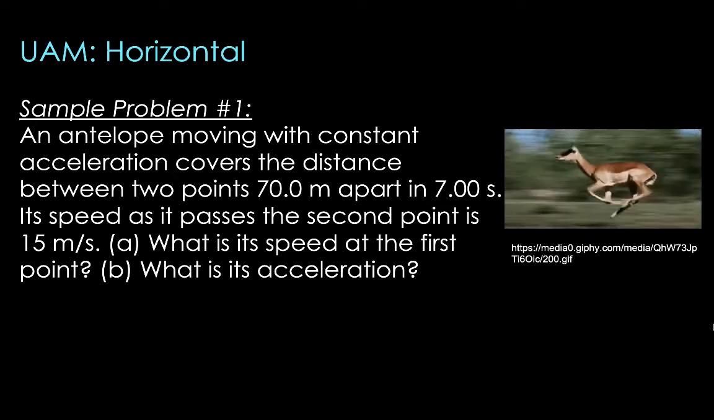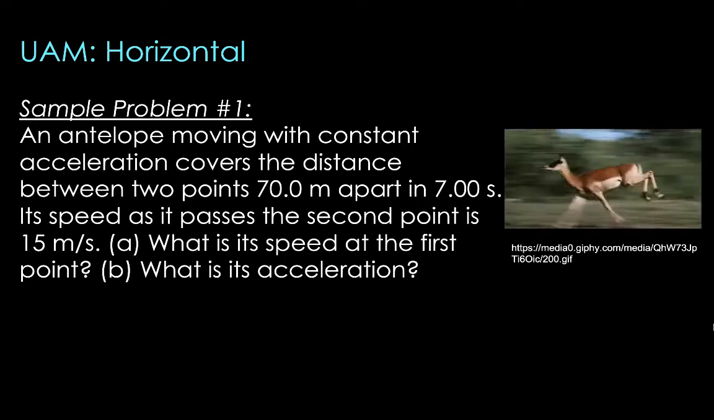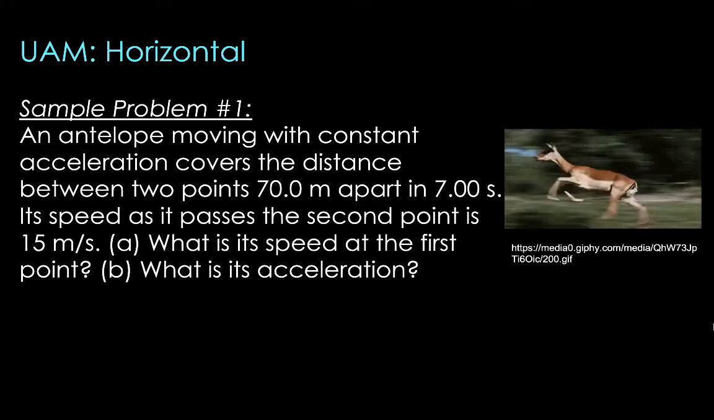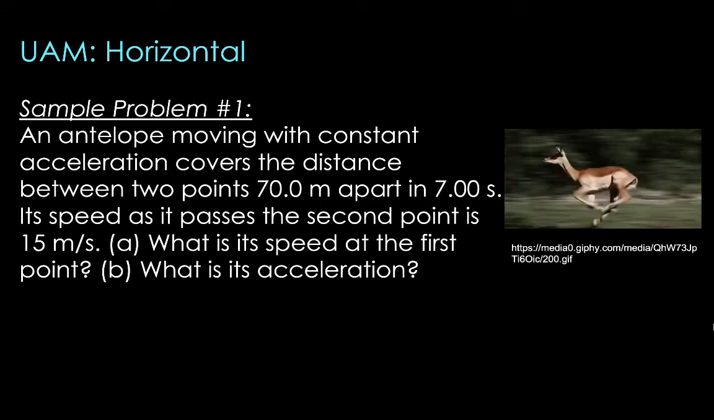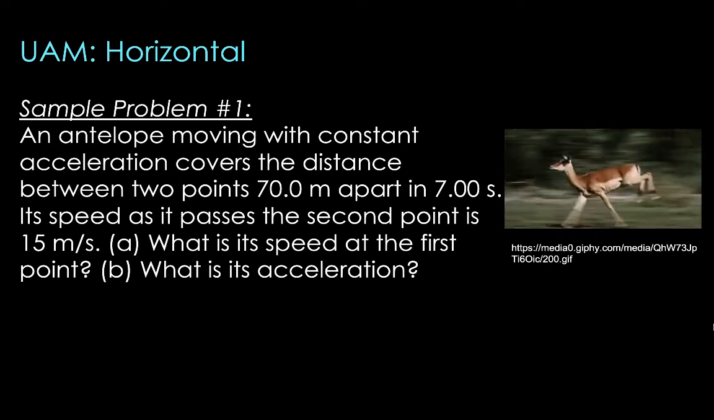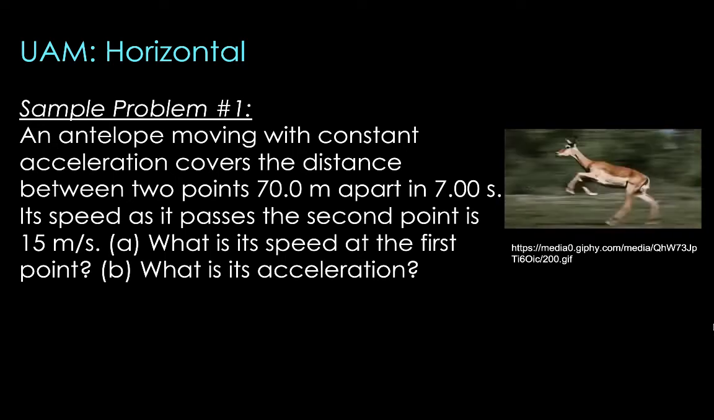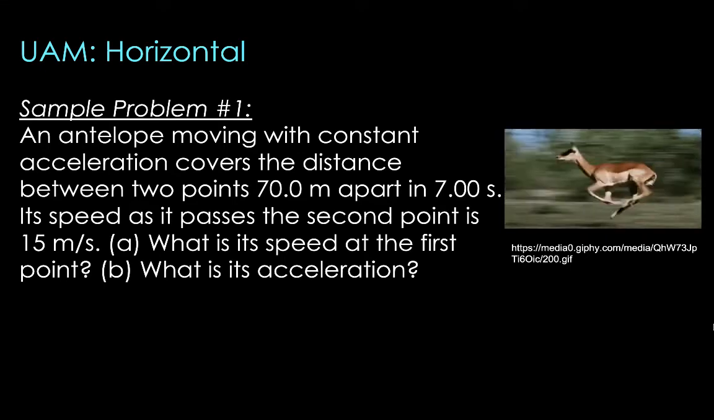So for the first problem, it says an antelope moving with constant acceleration covers the distance between 2 points 70 meters apart in 7 seconds. Its speed as it passes the second point is 15 meters per second. What is its speed at the first point and what is its acceleration?